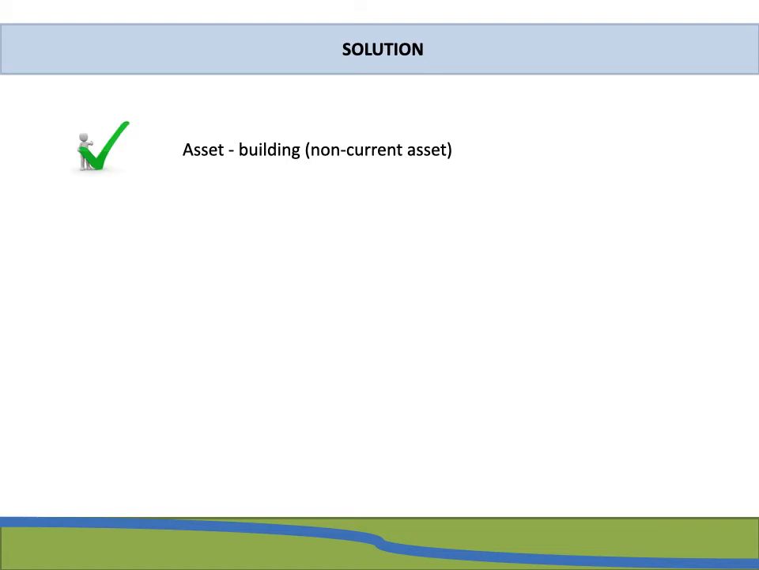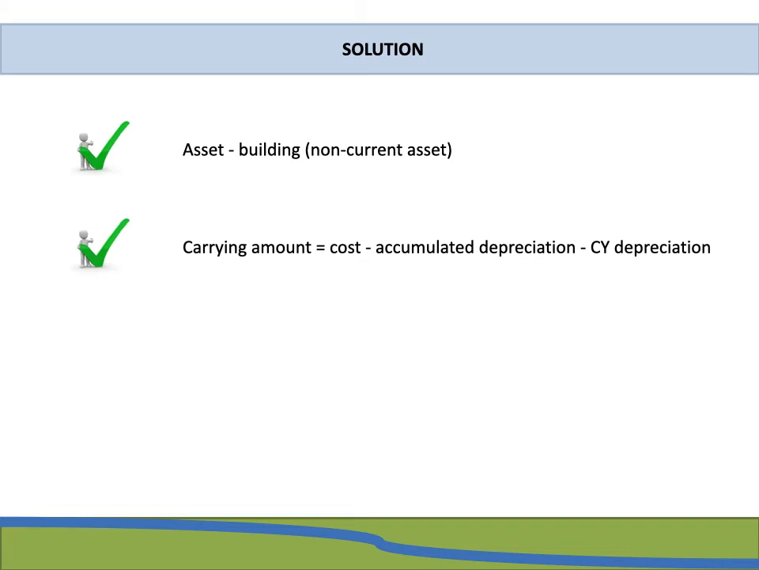Now we know that when we calculate the carrying amount of a non-current asset such as a building, the carrying amount will be the cost less any accumulated depreciation and less current year depreciation.